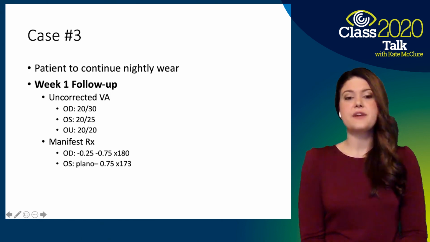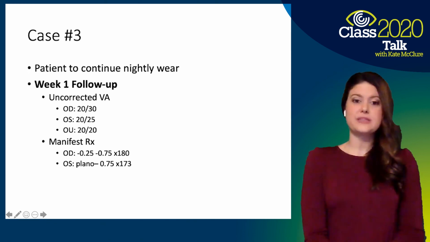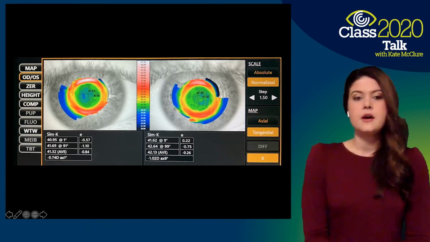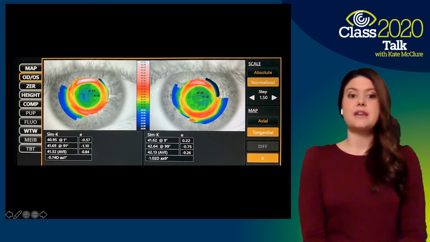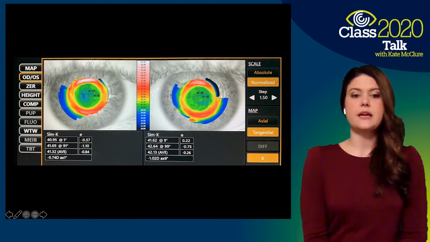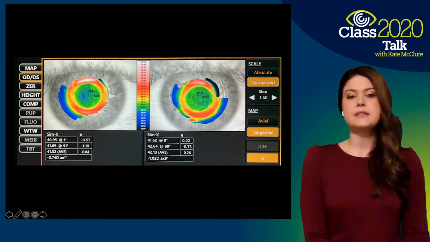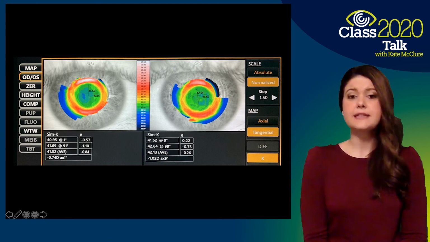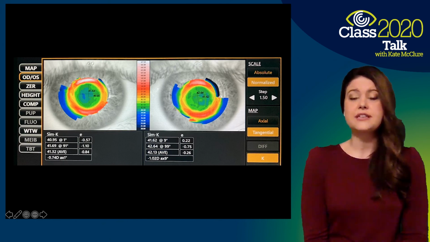And for her refraction, I found minus a quarter, minus 75, axis 180 in the right, plano minus 75, axis 173 in the left. So overall, week one, really happy with her prescription results. Right eye, this treatment zone is really well centered. I have a little island of treatment there, but overall, nice treatment zone, really well centered, happy with that. About 3/4 diopter residual astigmatism. Left eye, same thing. I have a well-centered treatment zone, a nice treatment area forming, a little over a diopter.